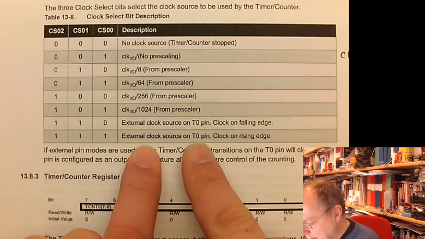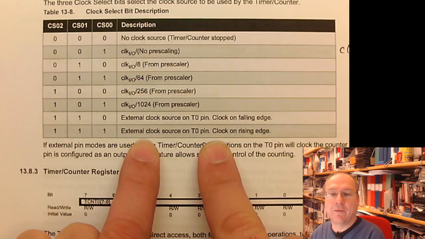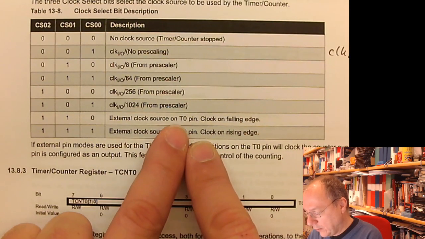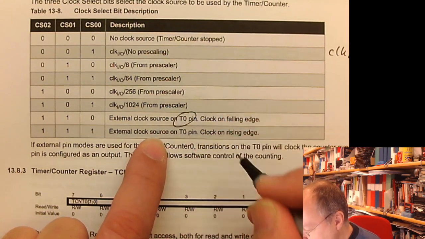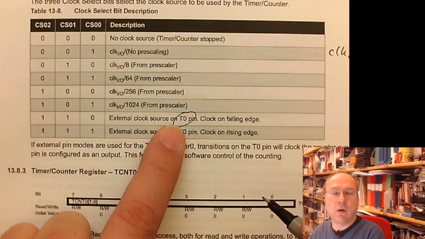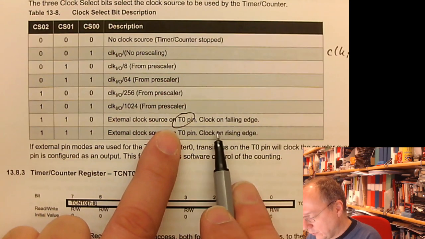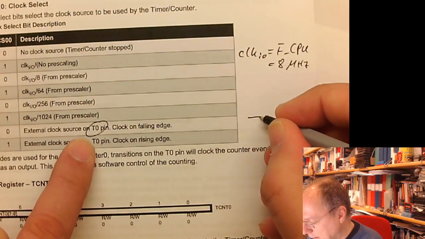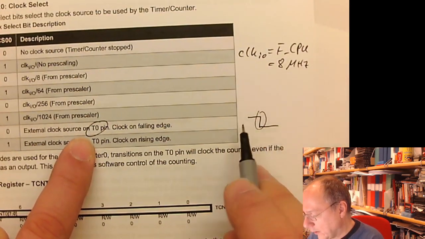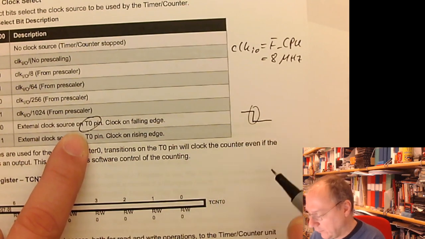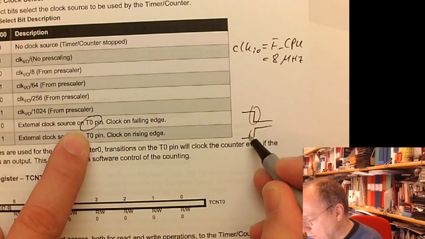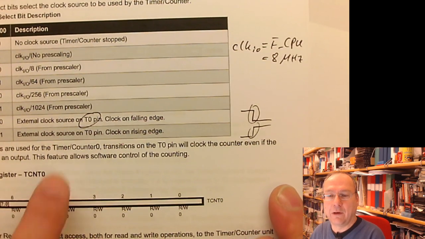And then in the end, we can actually have an external clock signal attached to one particular pin, which is pin T0, on the outside of our package. And our counter would count the signals on this pin. And it would count either on the falling edge or on the rising edge of this clock. So a falling edge means that it counts when we are going from a logical 1 to a logical 0. And a rising edge means that we are going from a logical 0 to a logical 1 on this particular pin.